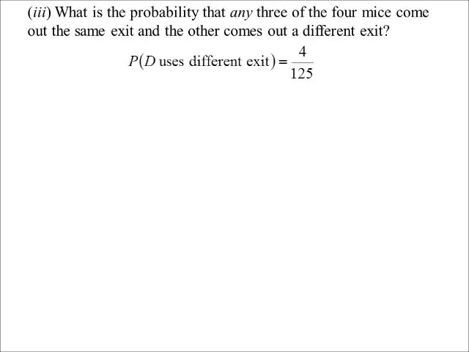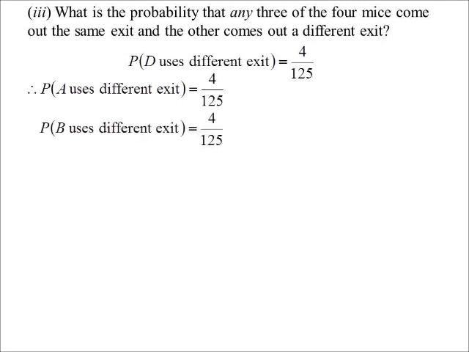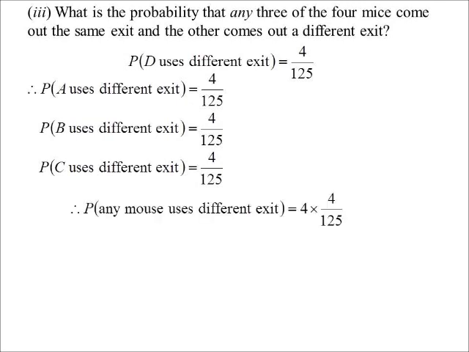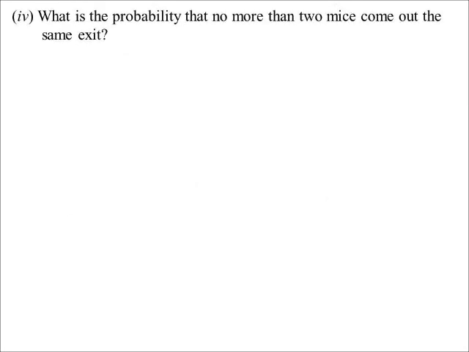So we just worked out probability that D uses a different exit is 4 in 125. So therefore, logically, probability that A uses a different exit would also be 4 in 125. Probability that B uses a different exit would be 4 in 125. Probability that C uses a different exit, 4 in 125. So therefore, probability that any mouse uses a different exit to the other 3 would be 4 lots of 4 125s, 16 in 125. The final part, I think this was the final part of the question. What's the probability that no more than 2 mice go out the same exit?